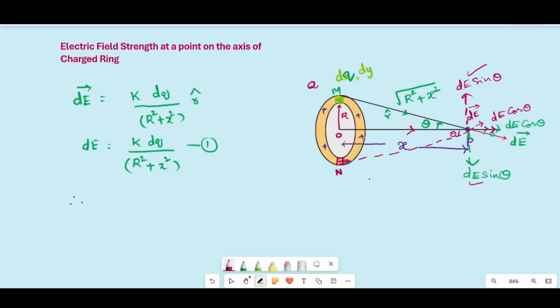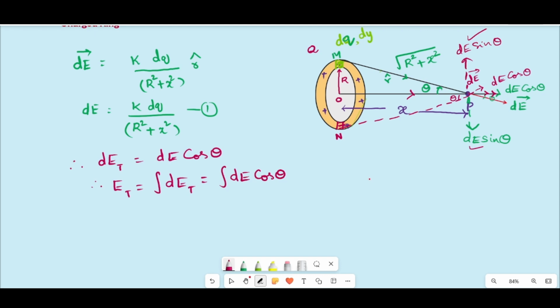Therefore, the total electric field is equal to the integral of dE cos theta. To calculate the total electric field at point P, we integrate this total horizontal component, dE cos theta. And what is cos theta? Let us also write it from the diagram. Cos theta is x by the square root of r square plus x square.